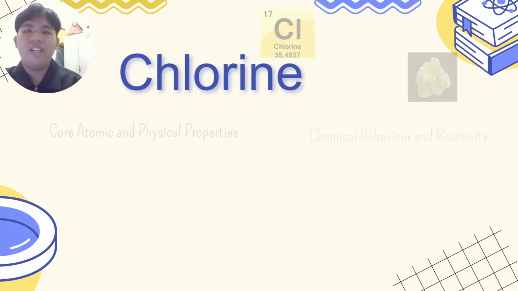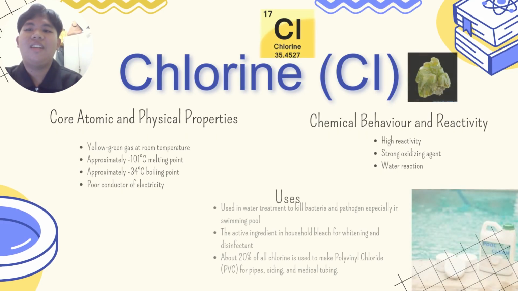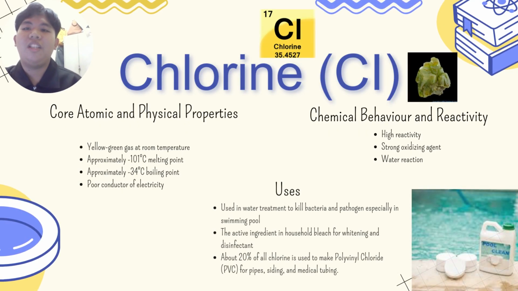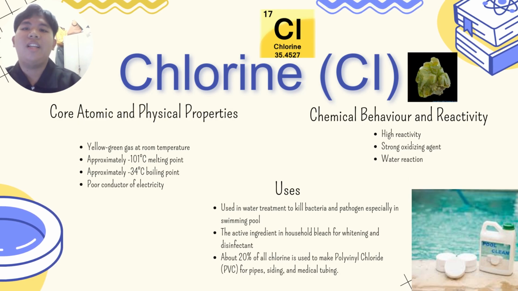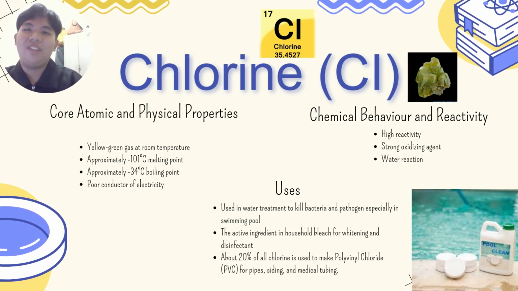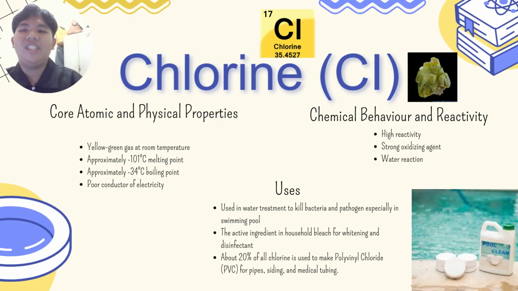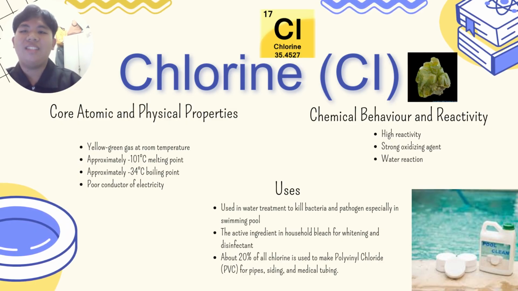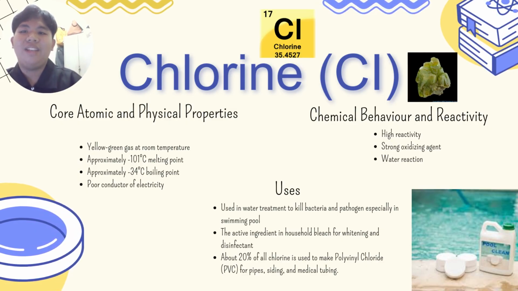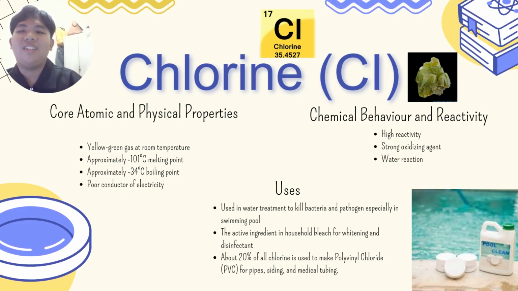For our second halogen, we have chlorine. Chlorine, positioned in period 3, has a larger atomic radius and slightly different physical behavior than fluorine. At room temperature, its physical state is a yellow-green gas. As a non-metallic gas, it is a poor conductor of electricity.